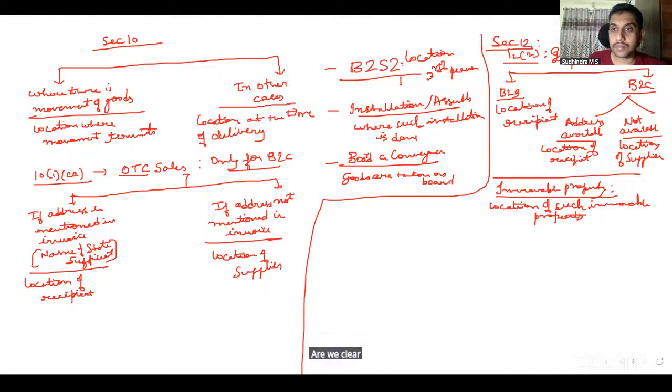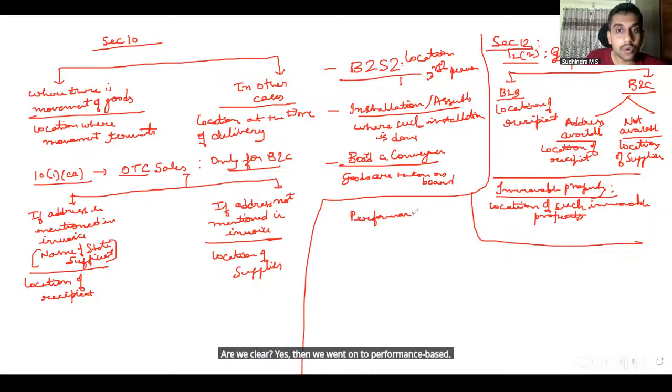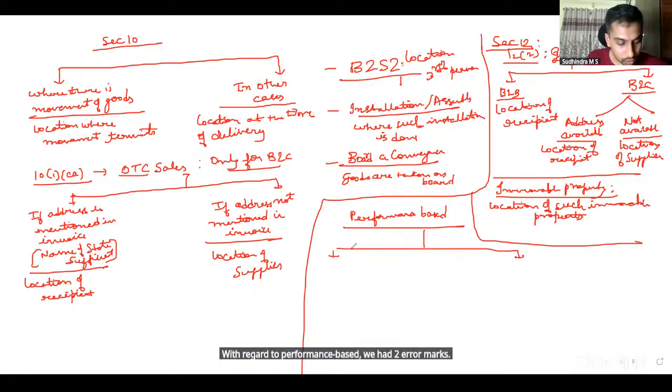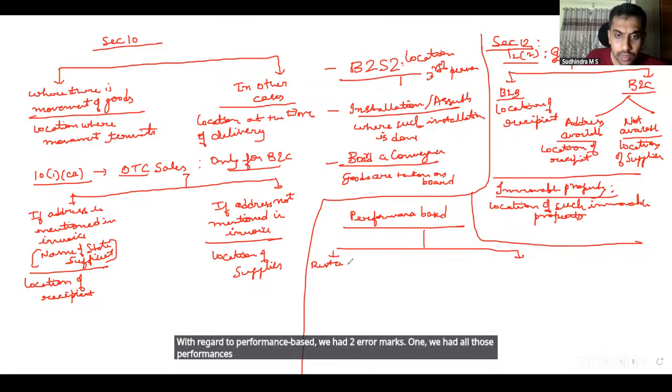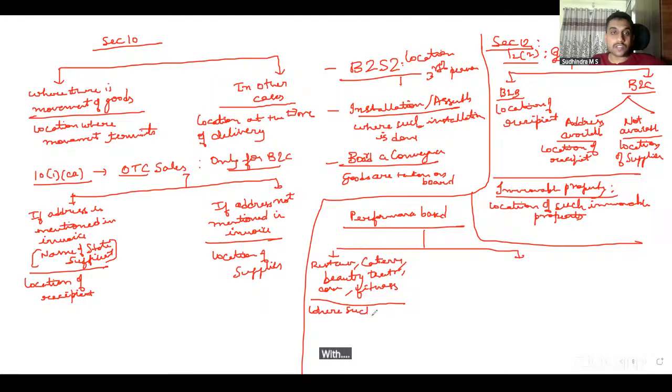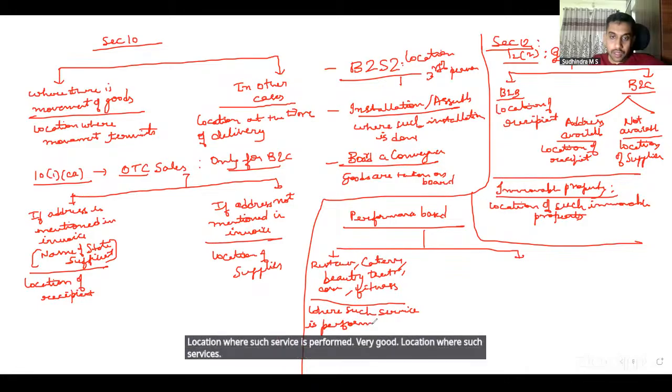Are we clear? Then we went on to performance based. With regard to performance based, we had 2 categories. One, all those performances like restaurant, catering, personal grooming, fitness, cosmetic and plastic surgery, beauty centers. In all those cases, the place of supply is the location where such service is performed.